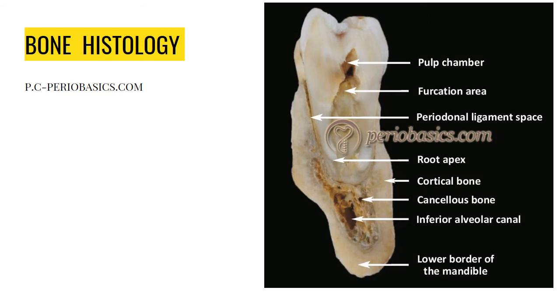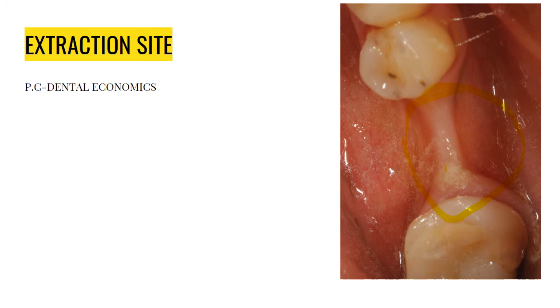Okay. So now, what about the extraction? In this example, you can see that it's an extraction site. It's an old extraction site. I think it was a year old. This was a picture from a Dental Economics blog, and you can see that it's kind of shrunk. If you take a cross section of this area, you will see that the cancellous bone is very little, and it mainly contains the cortical bone. And we already know that cortical bone does not let you walk through. Cortical bone is resistant to tooth movement.